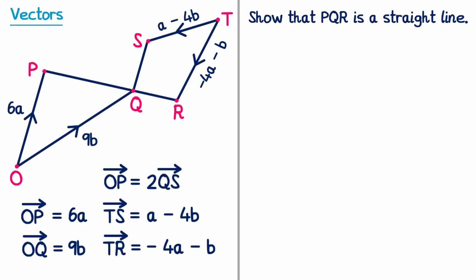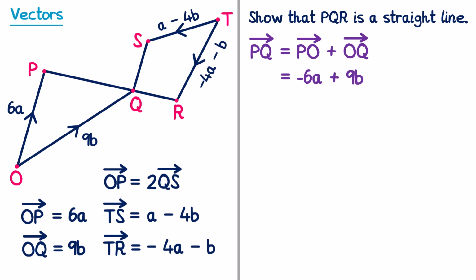When I look at this diagram, I can see that PQ is going to be easy to work out, so I'm going to do that one first. To get from P to Q, I'm going to go from P to O first, and then once I've done this, I'm going to go from O to Q. We can see that both of these vectors are actually given in the question, so to get from P to O, we go against that arrow, so negative 6a, and from O to Q, we go along the arrow, so plus 9b.